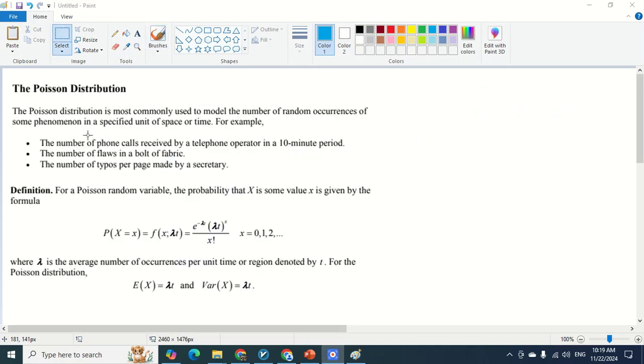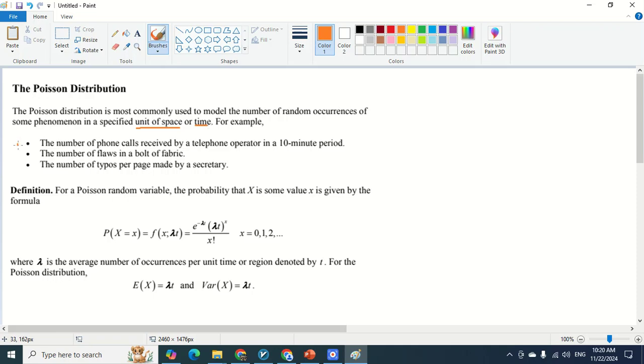We have a definition of this distribution as follows. The Poisson distribution is most commonly used to model the number of random occurrences of some phenomenon in a specific unit of space or time. This is the key of the Poisson distribution: it happens in a specified unit of space or time, and these things are the characteristics of the Poisson distribution.